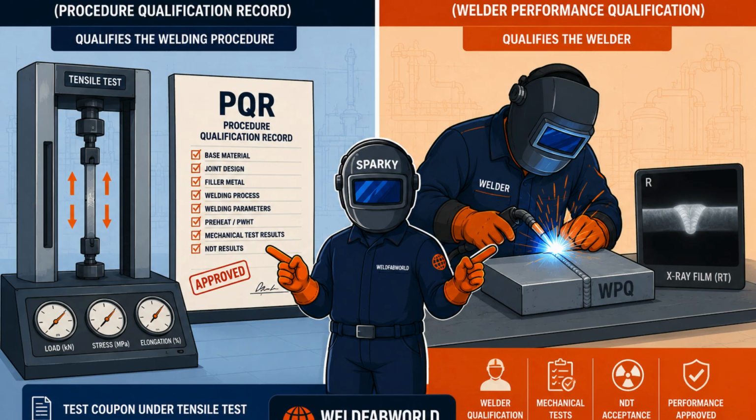Section 9 draws a sharp line between two kinds of qualification. Procedure qualification proves a specific combination of process, material, and settings, written up as a welding procedure specification, or WPS, actually produces a sound weld, backed by a tested procedure qualification record, or PQR. Performance qualification proves an individual welder or welding operator can follow that procedure and produce good welds themselves, recorded on a welder performance qualification, or WPQ. One qualifies the method, the other qualifies the person.